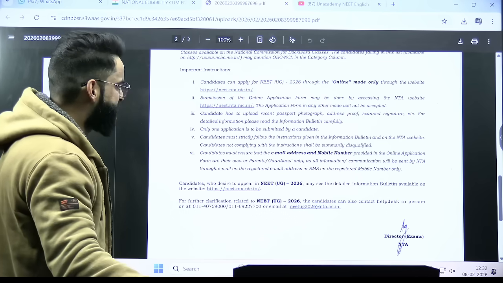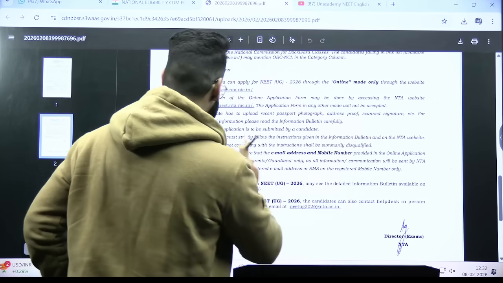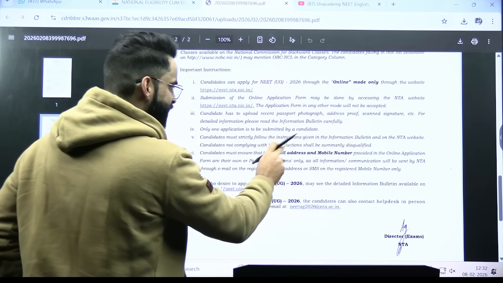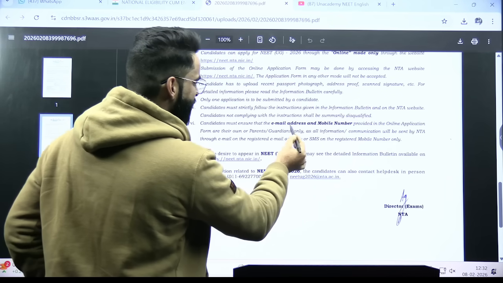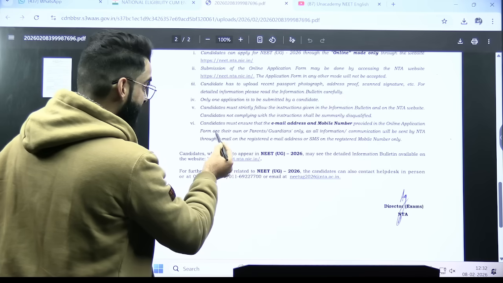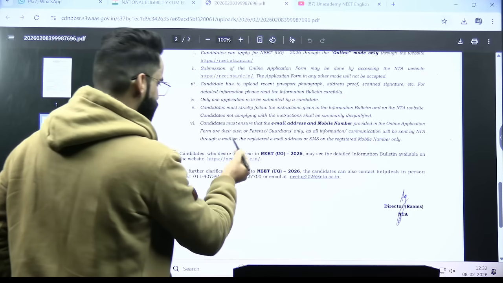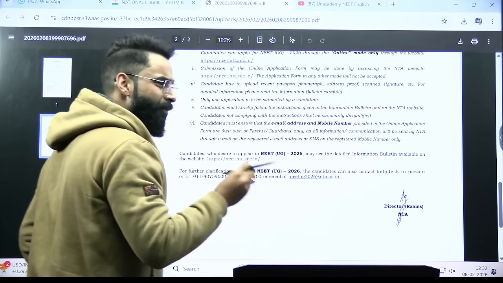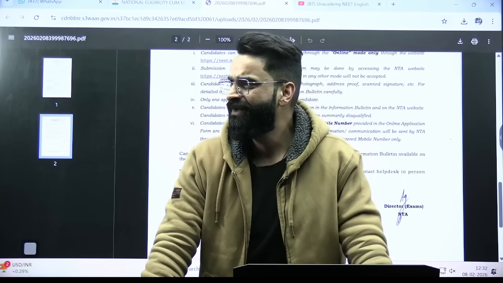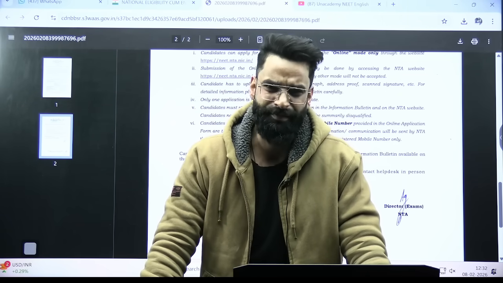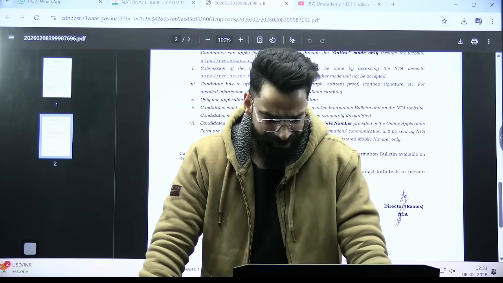It's just once. Now, similarly, my dear students, candidates must strictly follow the instructions given in the information bulletin and on the NTA website. Candidates not complying with the instructions shall be disqualified. Candidates must ensure the email address and mobile number provided in the online form are their own or their parents' or guardians' only, as all information and communication will be sent by NTA through the mail. So the email address and mobile number should be either of the candidate or of their parents or guardians, because NTA keeps on mailing you on these email IDs about your admit cards, etc. So there should be no chaos in that.